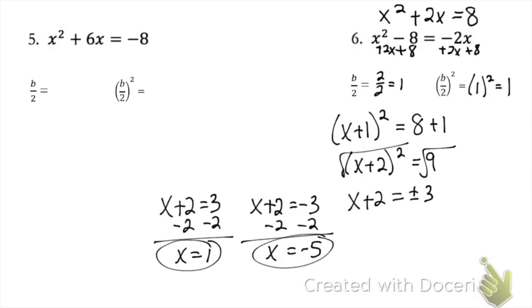Okay, I found b over 2 to be 1 and b over 2 squared to also be 1. So I rewrote my equation. I added my 8 and 1, and then I solved both equations by square root method.